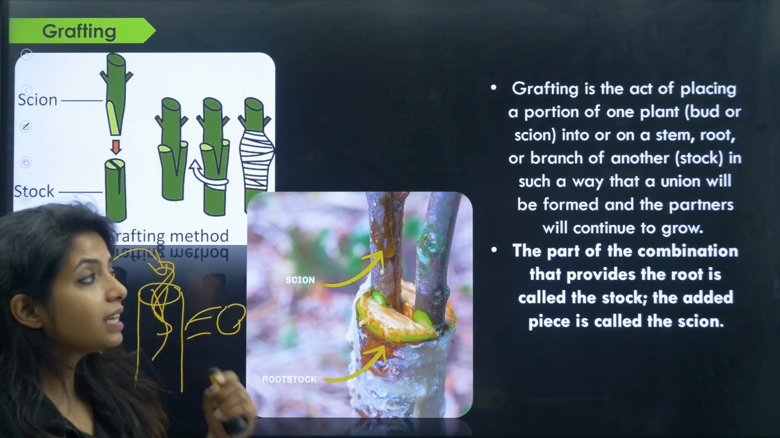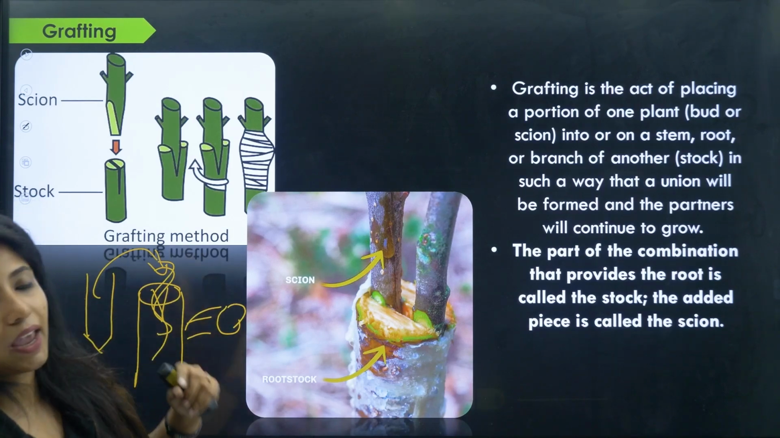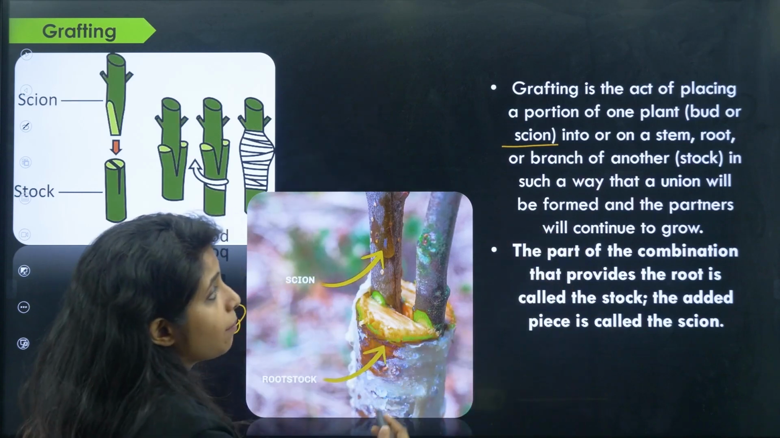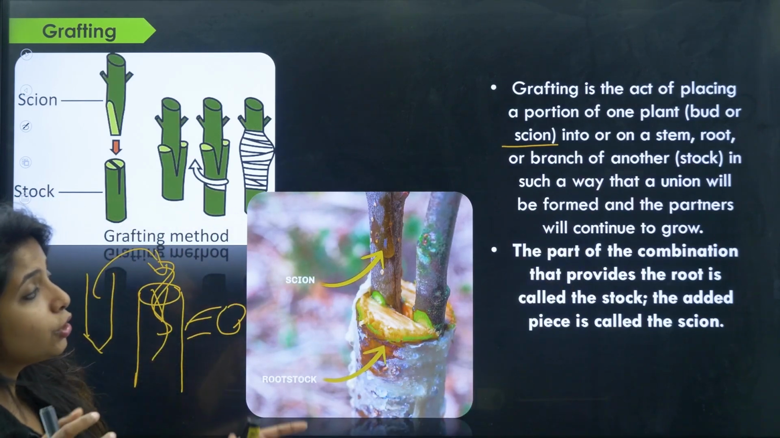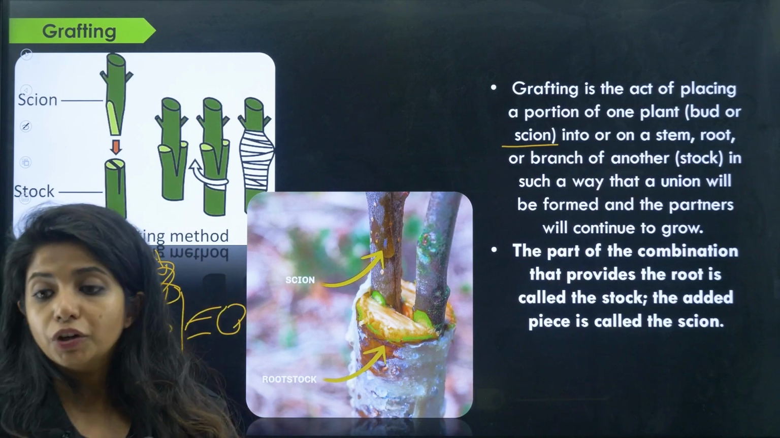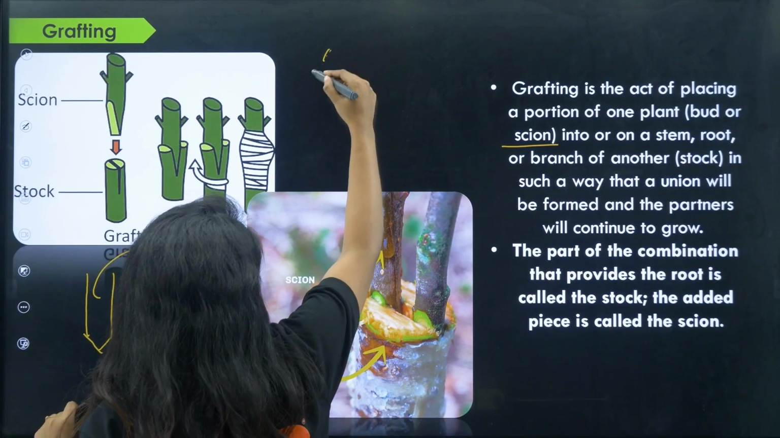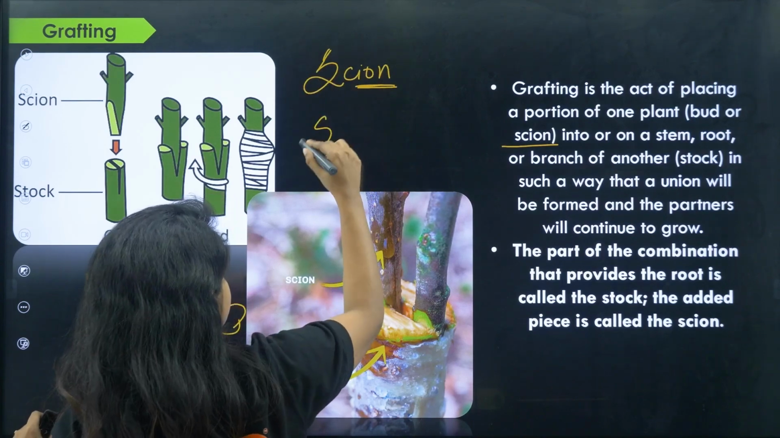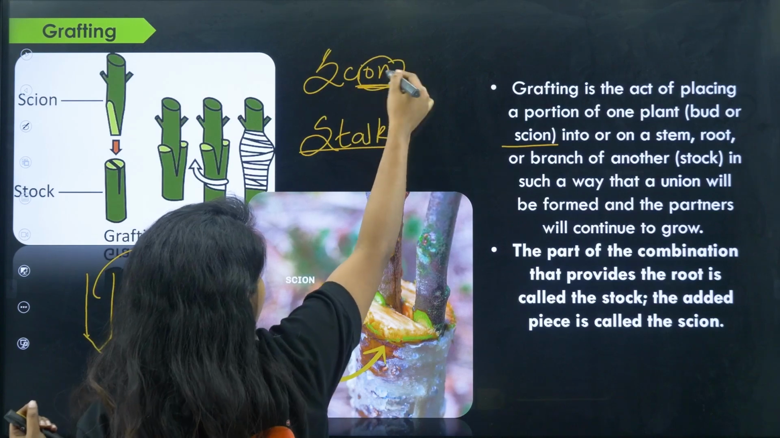Okay, so grafting is an act of placing a portion of one plant, bud or scion. What do you call it? Scion. Okay, and into or on a stem, root or a branch of another in such a way that the union will be formed and the partners will continue to grow. How can you remember scion and stalk? Basically, scion is on something. Okay, that's how you can remember it. Scion is always on something.